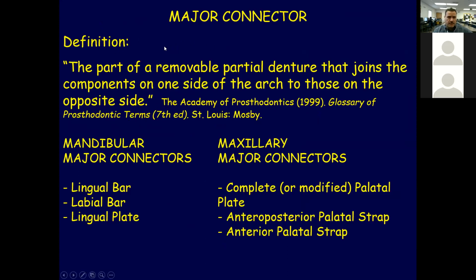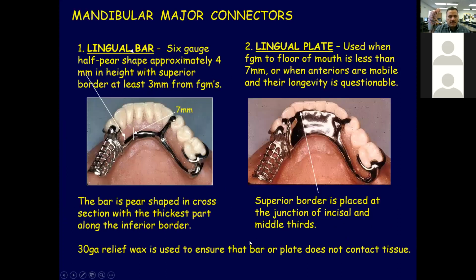So let's go for the definition of the major connector. It is the part of the removable partial denture that joins components from one side of the arch to the opposite side. And there are different types of it. For the lower, like lingual bar, labial bar, lingual plate. For the maxillary, we have complete palatal plate, anterior posterior strap, and anterior palatal strap. So this is for the lower.